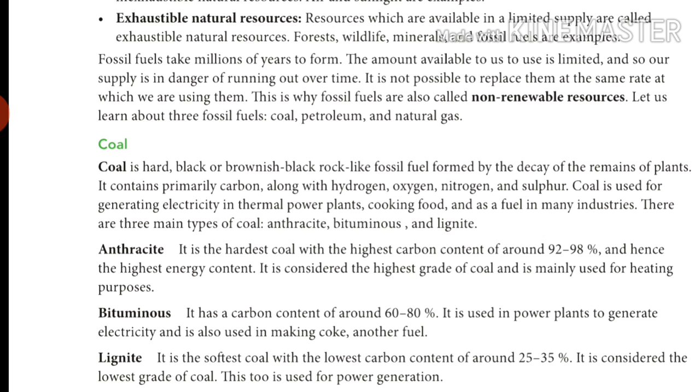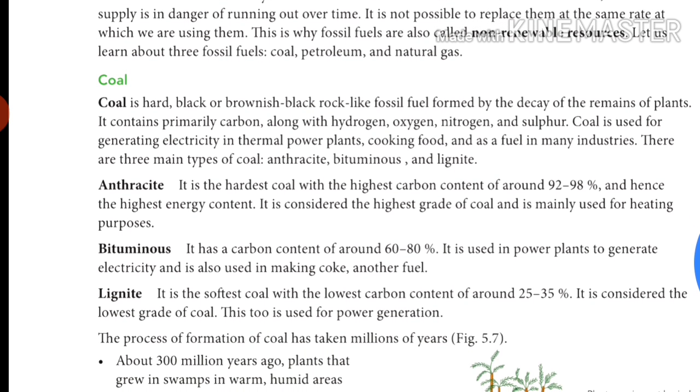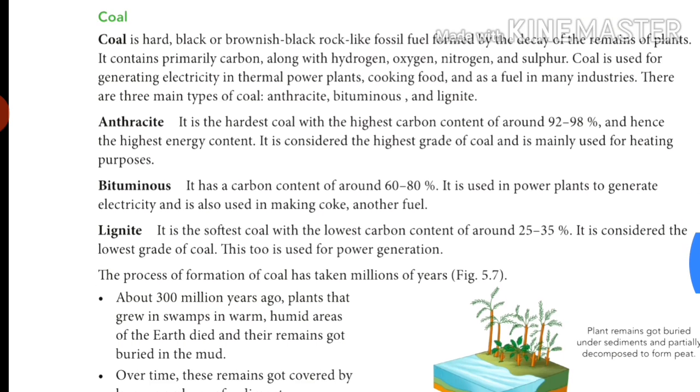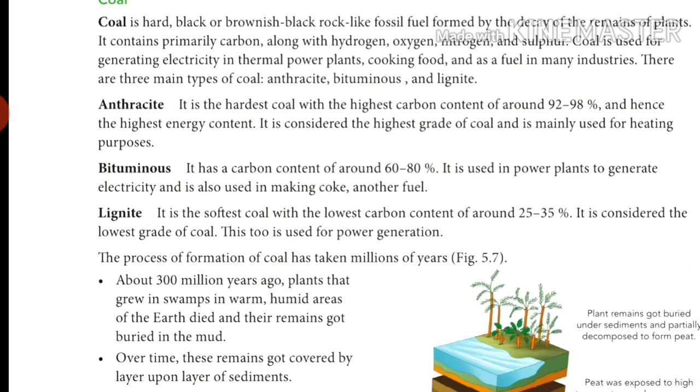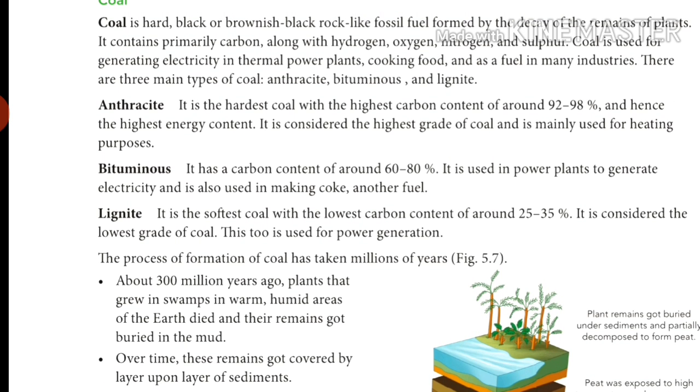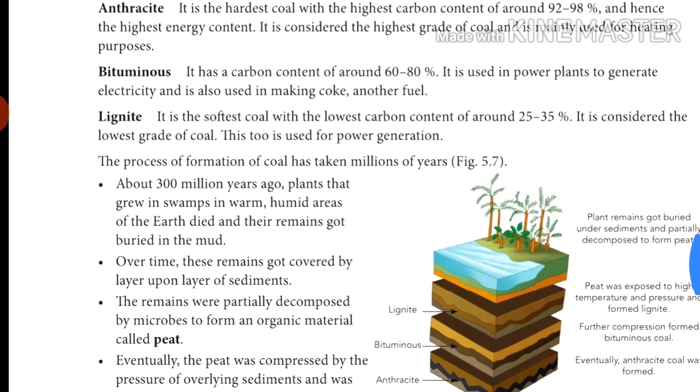Now we have learned about coal and the types of coal. Anthracite has the highest carbon content, 92 to 98%. Then bituminous, where the percentage of carbon is 60 to 80%, and it is useful to generate electricity. Anthracite is also useful to get high heating temperature. Then lignite, where the percentage of carbon is 25 to 35%. It is called the lowest grade of coal, and it is useful in power generation.